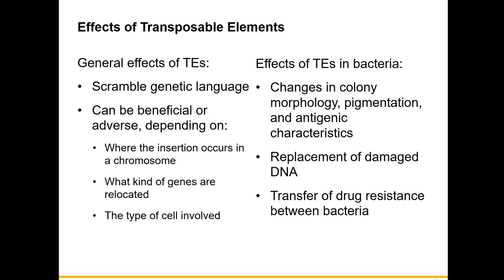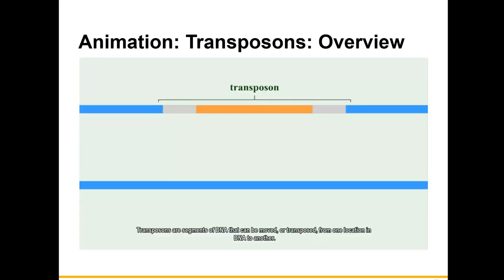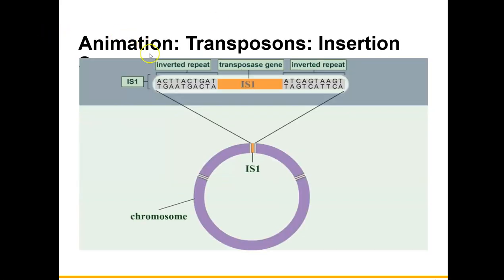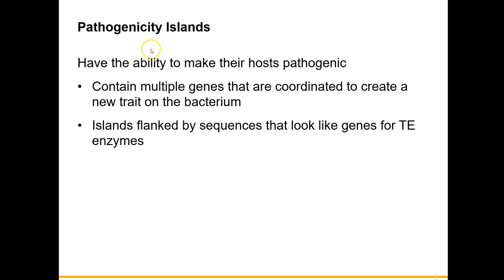Effects in bacteria include changes in colony morphology, pigmentation, antigenic characteristics, replacement of damaged DNA, and transfer of drug resistance between bacteria. There are some videos here that you can watch for those. There's also a pathogenicity island that gives the host the ability to transfer multiple genes at once. They're coordinated, lined up, and the islands are flanked by sequences that look a lot like genes for transposable elements. So they're able to take out that whole group of genes and move them to different bacteria.